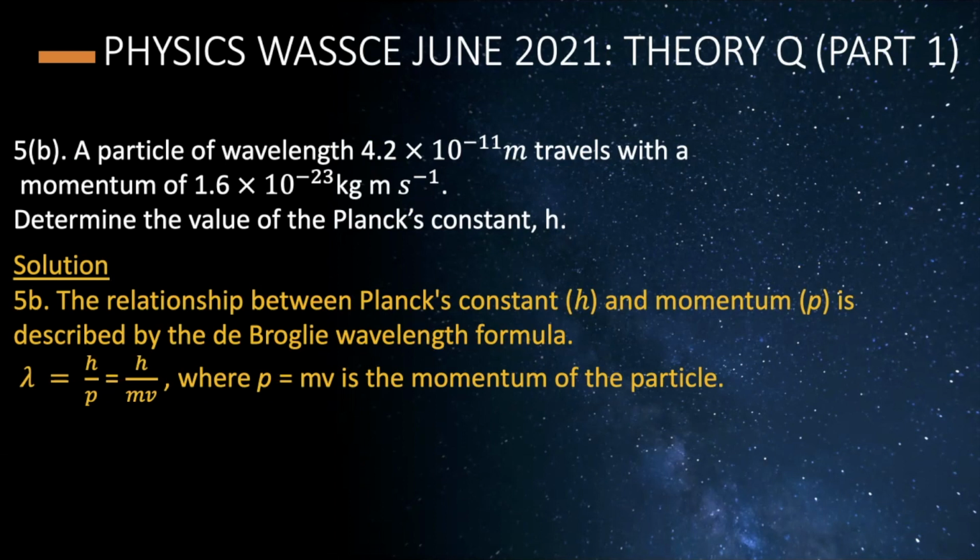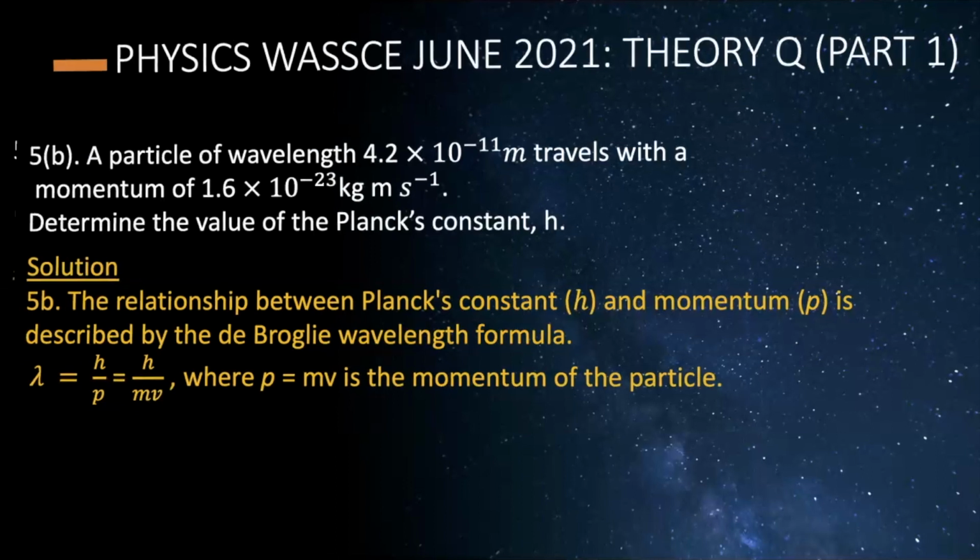The relationship between Planck's constant h and momentum, denoted as P here, is described by the de Broglie wavelength formula, which is given as lambda, being your wavelength, equal to Planck's constant h over P, which is the momentum, also mass times velocity of the particle. So if you are able to reach this formula, you've gotten yourself one full mark.